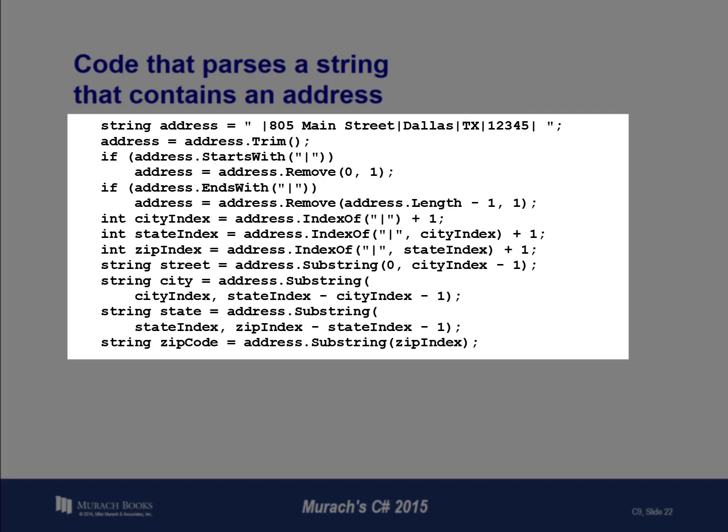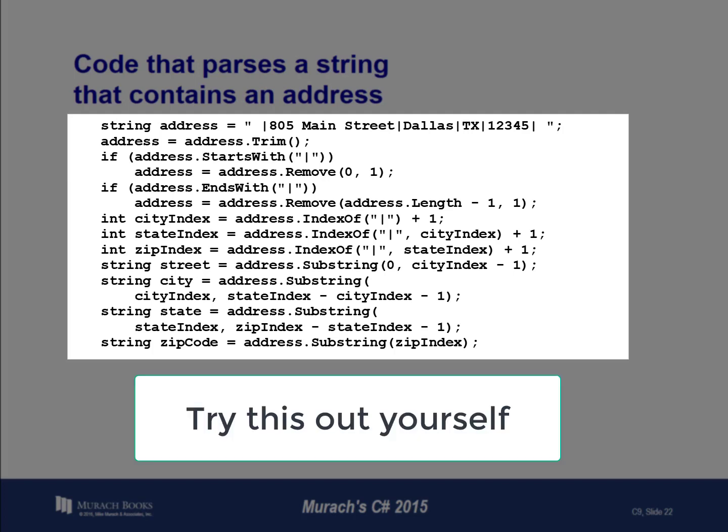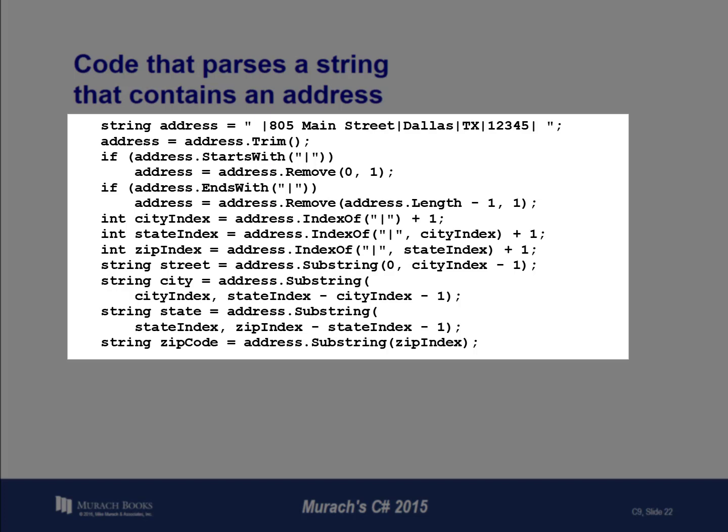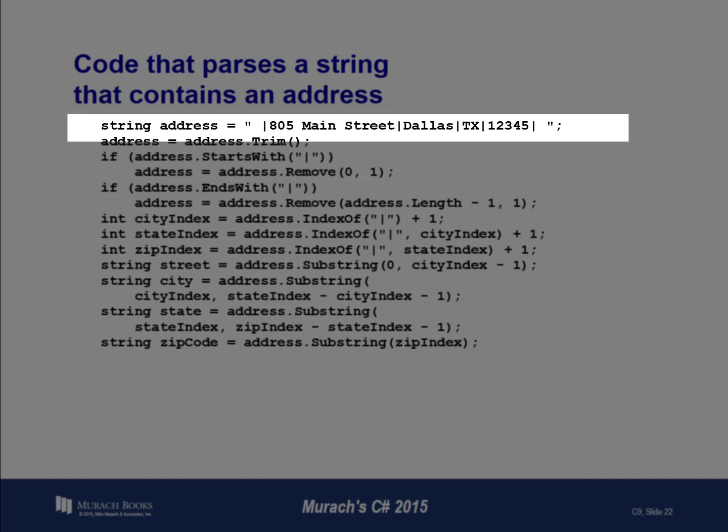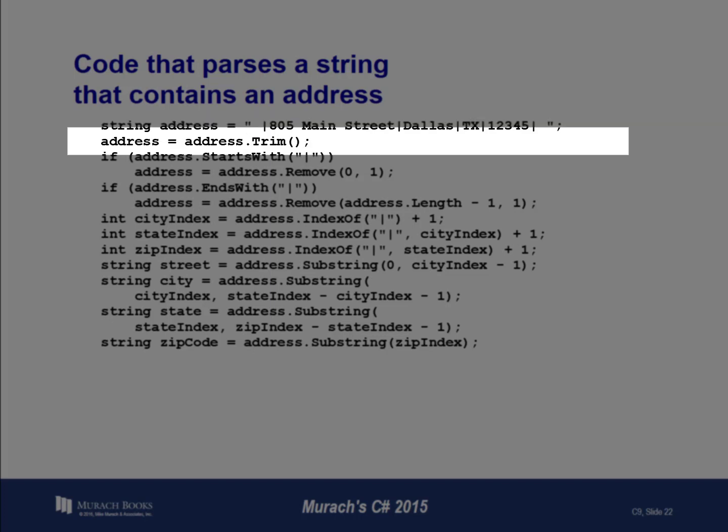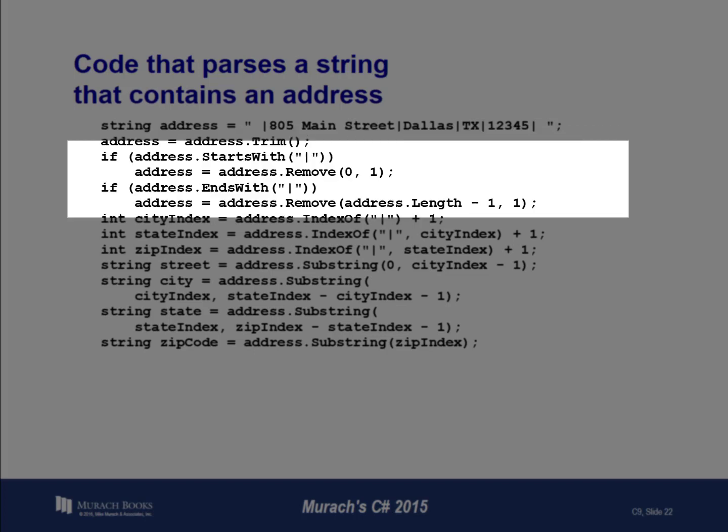I'm going to encourage you to take this snippet of code and try it out in C# with breakpoint analysis to see how it works. It's quite clever. It takes a long address as a single string, and it parses it by using the vertical character as a delimiter. So the first thing it does is remove any spaces at the beginning or the end of the entry. It also removes any vertical characters at the beginning or the end.